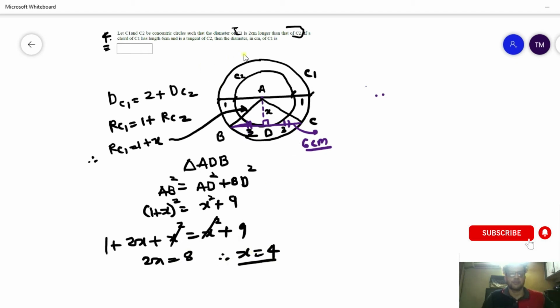Now what they have asked is the diameter of C1, and what we have got is the radius of C2. Now 4 is the radius of C2, hence the radius of C1 would be 1 cm longer than this, hence the radius of C1 becomes 5 cm and hence the diameter becomes 10. So the answer to this question is 10. So let's move on to the next question.